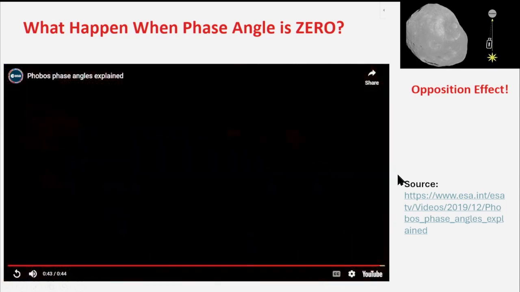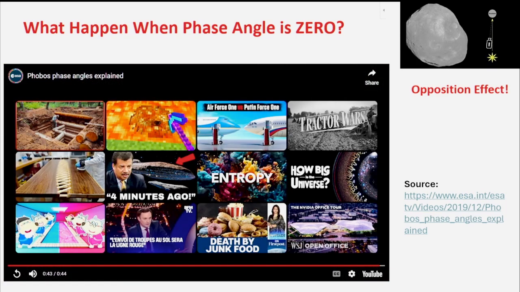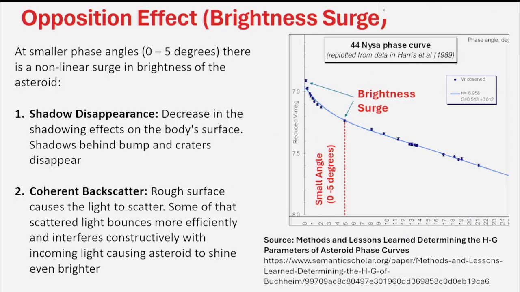So let me just go to the next slide here. Perfect. So what exactly was what you just saw? You saw a huge surge in the brightness of this moon right during the opposition. And this is caused by two different effects. One is the shadow's disappearance.